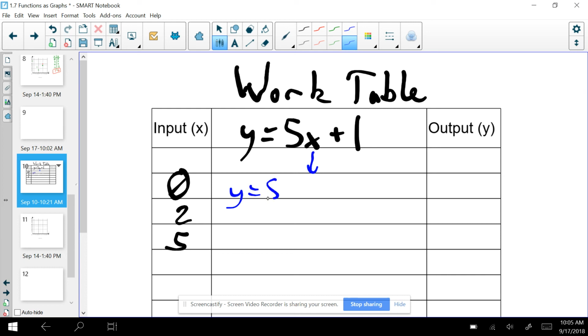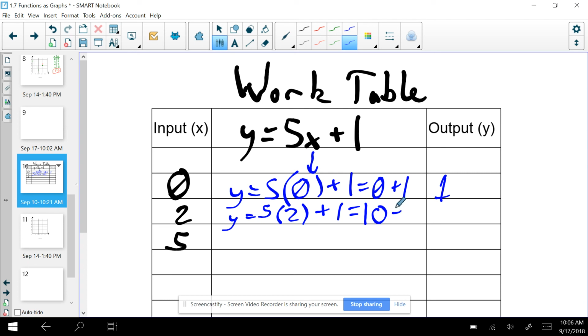Y is equal to 5 times, not x this time, I write in 0 plus 1. 5 times 0 is 0. So 0 plus 1. My output for y is 1. Right? Let's take a look at the second one. Same kind of thing. Y is equal to 5 times, I don't write 0, I don't write x, I write 2 plus 1. So 5 times 2 is 10, and 10 plus 1 is 11.